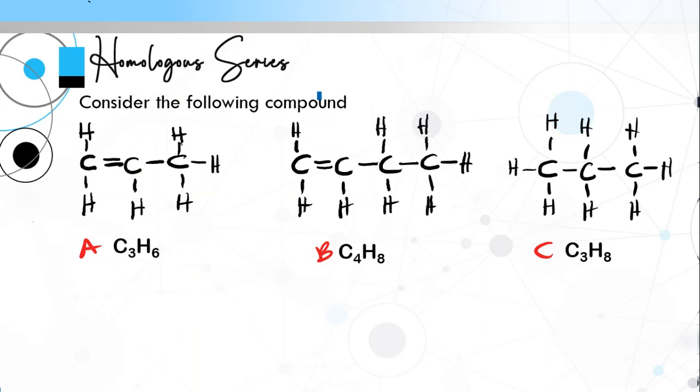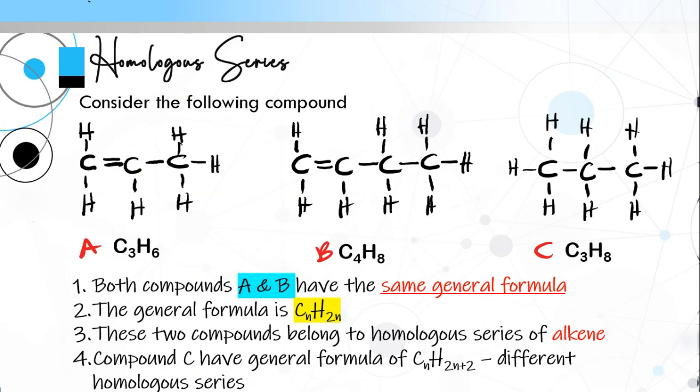However, if you are not given the structural formula but you are given the molecular formula, it will be a different story, because you don't actually know how the atoms are bonded. You only have the molecular formula. So if you are given the molecular formula, you can identify the homologous series based on the general formula that makes up the compound. So let's look at compounds A and B. Compounds A and B follow or match the general formula of CnH2n.